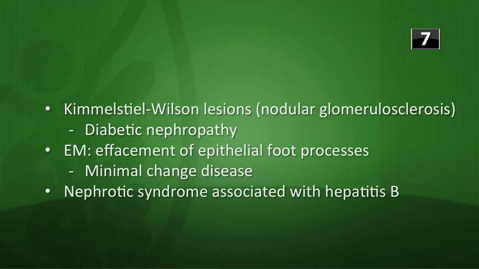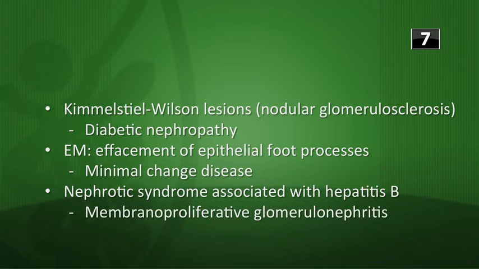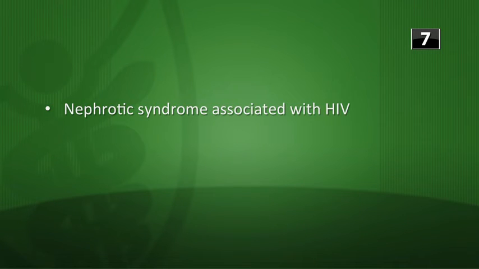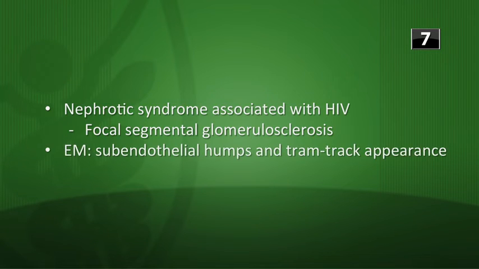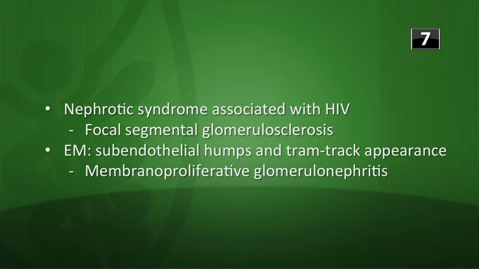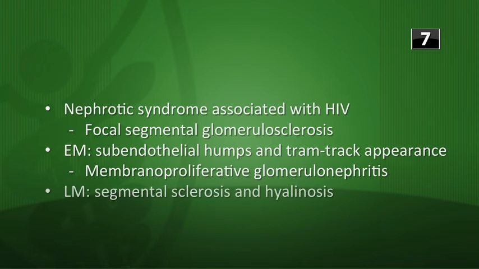Nephrotic syndrome associated with hepatitis B is membranoproliferative glomerulonephritis, or MPGN. Nephrotic syndrome associated with HIV is focal segmental glomerulosclerosis, or FSGS. Electron microscopy shows subendothelial humps and a tram track appearance. That's membranoproliferative glomerulonephritis, or MPGN. Remember, membranoproliferative sounds like the membrane is proliferating. It means it's doubled up and it looks like train tracks. Light microscopy shows segmental sclerosis and hyalinosis.